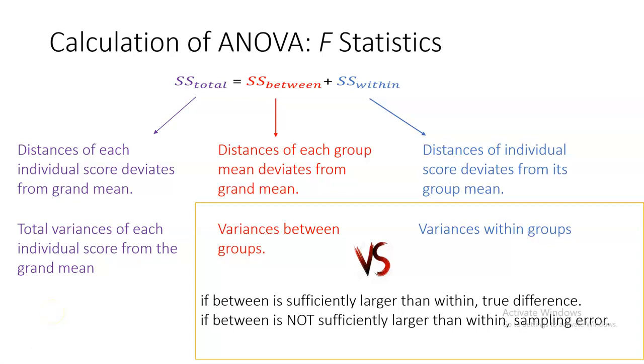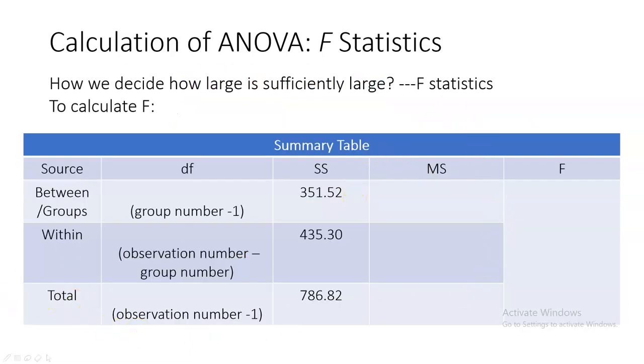Okay guys, welcome back. So next, I'm going to talk about how we compare these variances between groups versus variances within groups. And we want to talk about how large is large enough to declare that the variances between groups are so large and there is a true difference existing between groups. So to answer this question, we're gonna fill out this form. And eventually we're gonna obtain or calculate this F value.